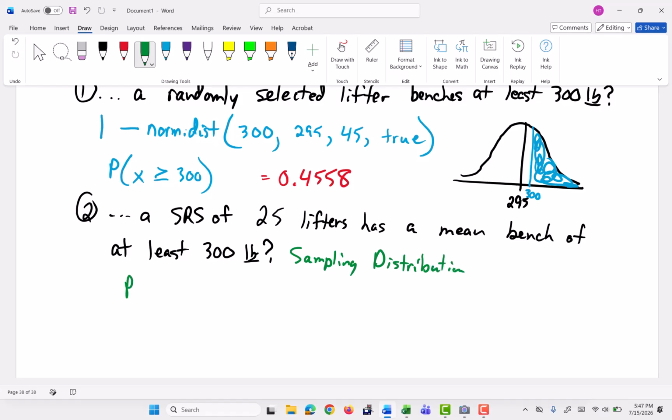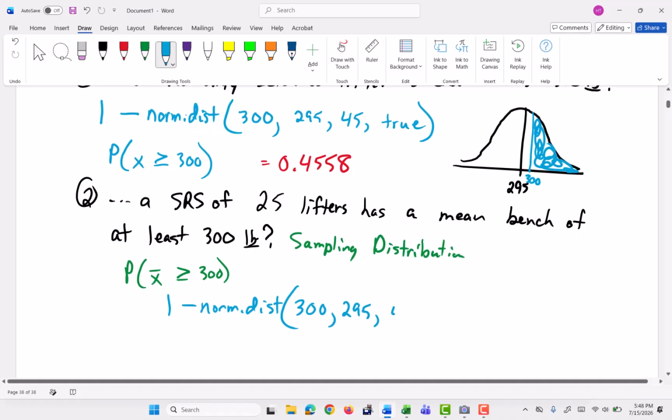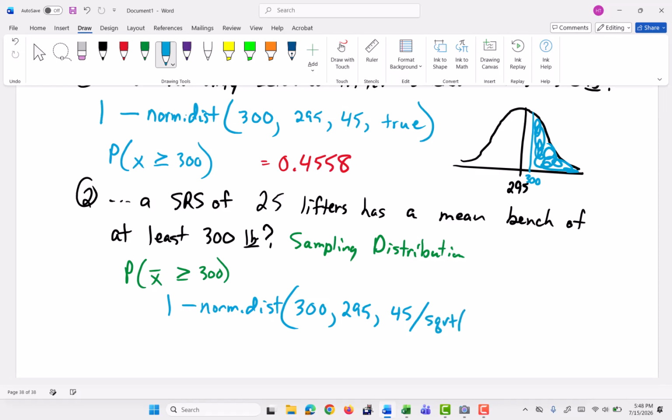So we're looking at the probability that x bar is greater than or equal to 300. So it's going to be 1 minus, because we're looking for greater than again, norm.dist. Still 300. Now the mean of the sampling distribution is just the same as the population mean, so that's still 295 pounds. But what changes at the sampling distribution is we now have to adjust the standard deviation. The standard deviation of the sampling distribution is the population standard deviation of 45 divided by the square root of the sample size, which is 25.